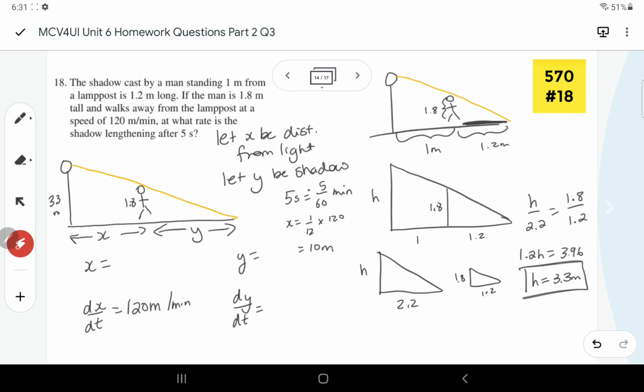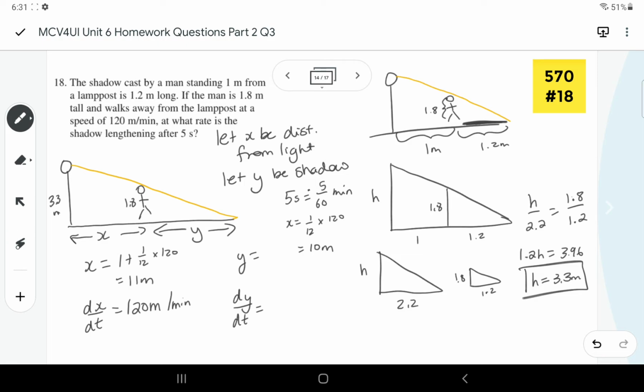And I'm going to assume that that means he walks away starting from this 1 meter. So his total distance away is 1 plus 1/12 times 120. So his distance away is 11 meters.